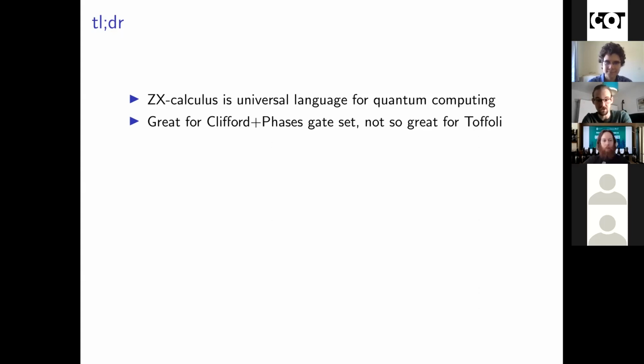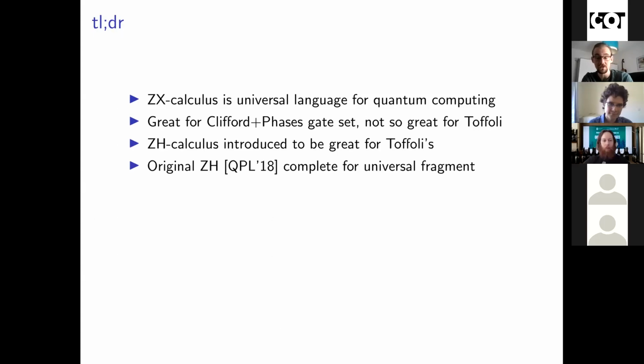And the ZX calculus is great for the Clifford+Rz gate set. It is just very easy to reason about these things using ZX diagrams. But it's not so great for Toffoli. You need some workarounds to deal with Toffoli gates. And there's a variation on this calculus, which is called the ZH calculus. And this is very great for Toffoli. So it's very easy to reason about Toffoli gates.